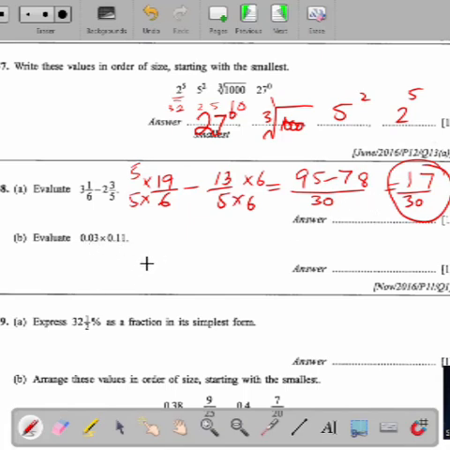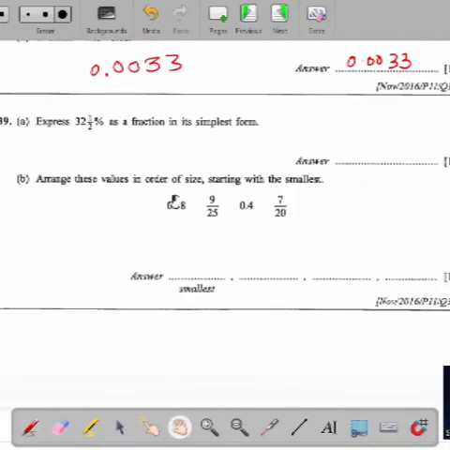11 into 3 is 33. After the decimal, how many digits? 1, 2, 3, and 4. So 0.0033 over there. After that, he is moving to the next one over there.